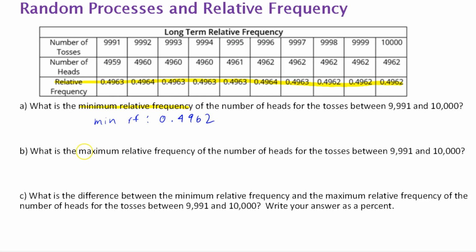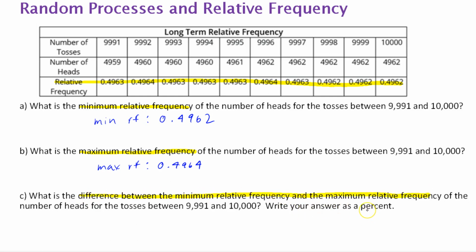Now the next question asks for the maximum relative frequency of the number of heads. So our largest number, I think here we had a 6.4, so that's the largest number. So maximum relative frequency is 0.49, whoops, that is not a 9, 0.4964.